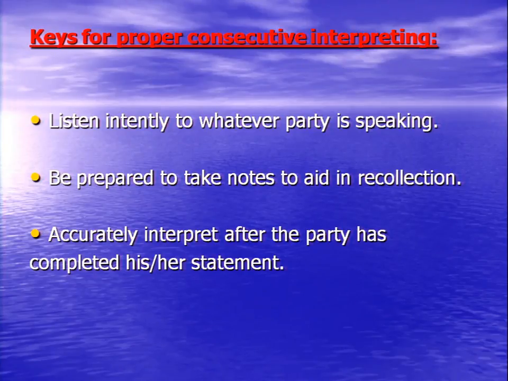Some keys for good consecutive interpreting: you have to listen intently to whatever party is speaking, of course. You have to hear the whole thing, because you cannot intervene, so you cannot stop the defendant or whoever is speaking. Let them say the whole thing. Be prepared to take notes, recollect, and accurately interpret after the party has completed the statement. Again, I'm going to talk about some techniques. If the Arabic court interpreter can share with us what their techniques are for better consecutive interpreting.